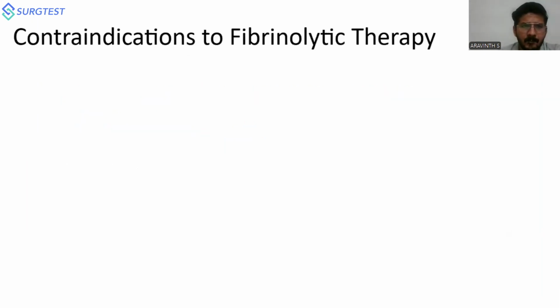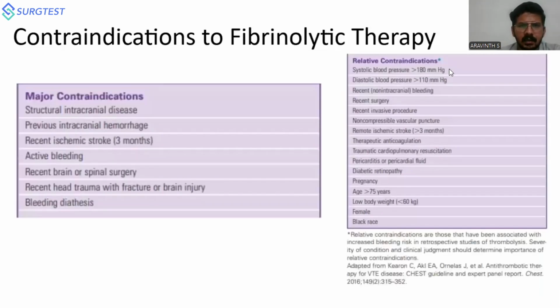The correct answer is C. Look closely. Systolic BP more than 180 is actually a relative contraindication. It's not a major contraindication. You can always bring the BP down and thrombolyze these patients.